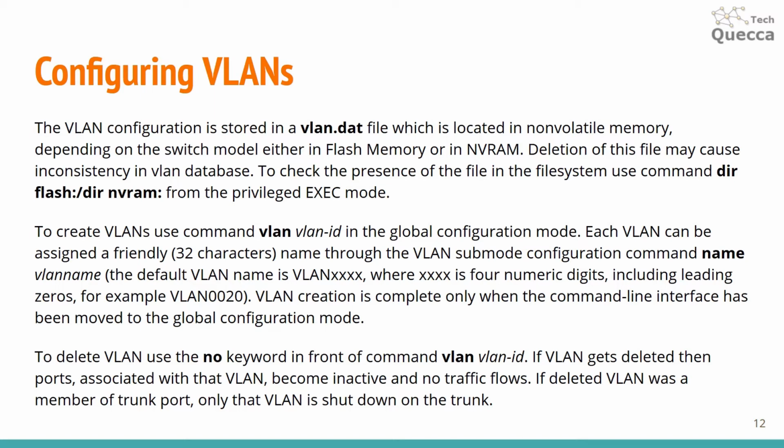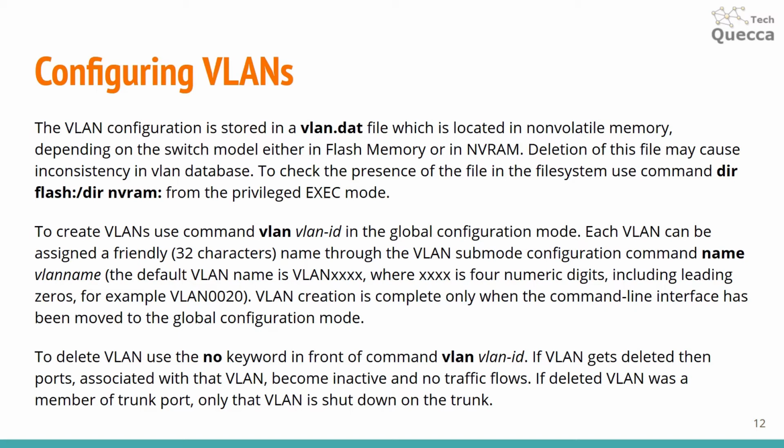To create a VLAN, use the command vlan and then the VLAN ID in the global configuration mode. Each VLAN can be assigned a friendly name through the VLAN submode configuration command name and then the VLAN name. If you don't create a name for the VLAN, the system will give your VLAN a default name, which is VLAN and then 4 numeric digits with leading zeros, for example, VLAN0020. And the friendly name for a VLAN should be up to 32 characters.